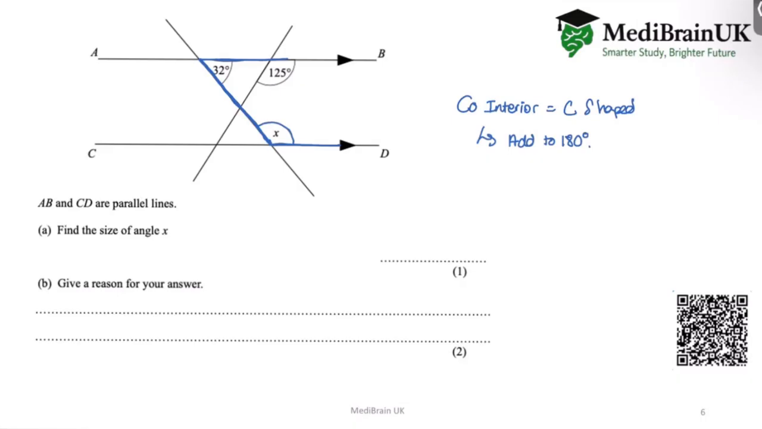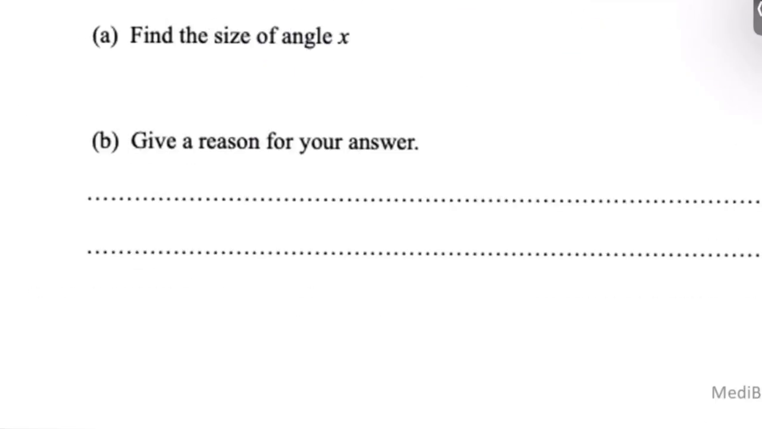So over here, we know that this is 32. We need to work out this, and we know that both of those angles must add up to 180 degrees. So 32 add something is 180. So you're going to do 180 subtract 32, and that's going to get you 148 degrees. So angle X is going to be 148 degrees. And the reasoning that you would say is that co-interior angles add up to 180 degrees.